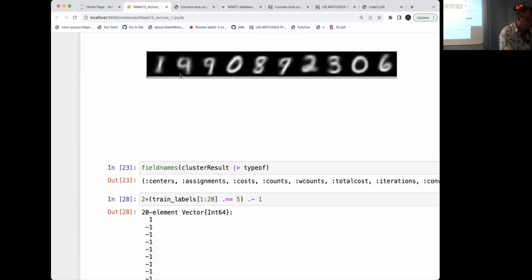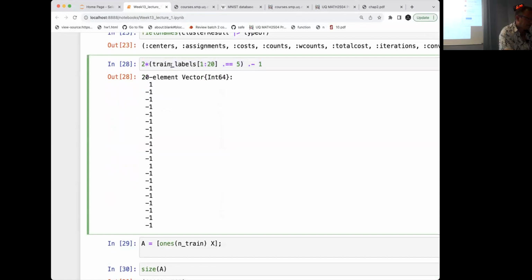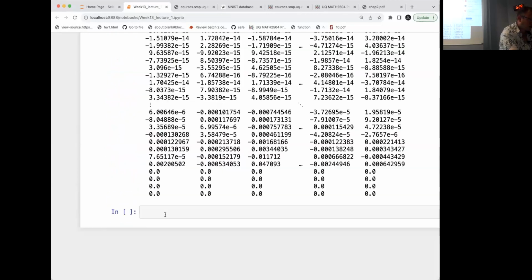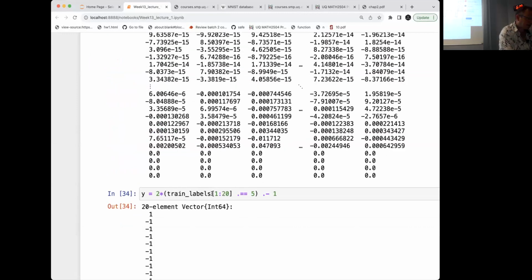Hold on. This is, for example, I'll just copy this. And let's call y this momentarily. But not the 20, let's go big. 60,000, okay? We've got y, 60,000 ones and negative ones, about 1 in 10 is a positive one, right? Because it's a balanced data set.